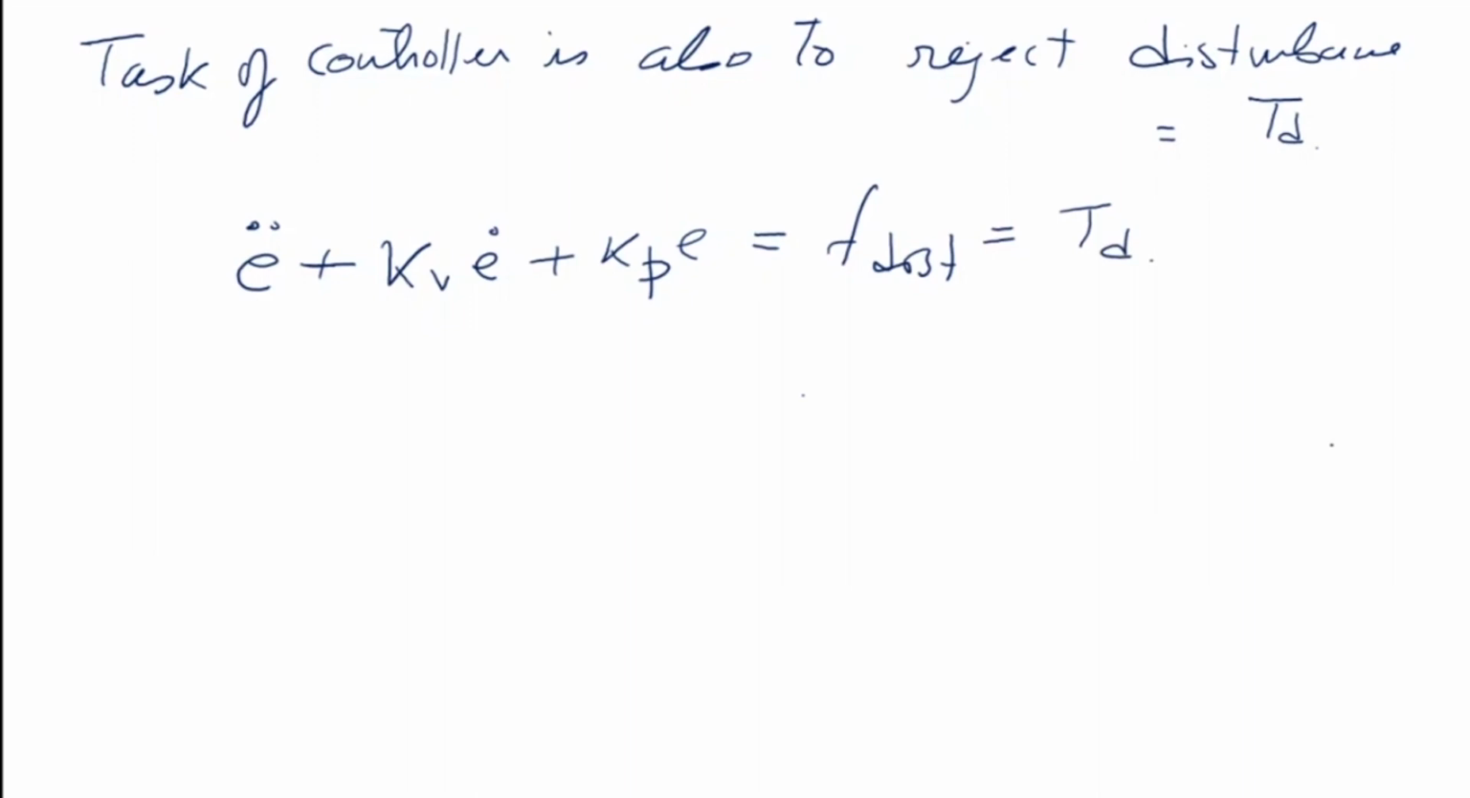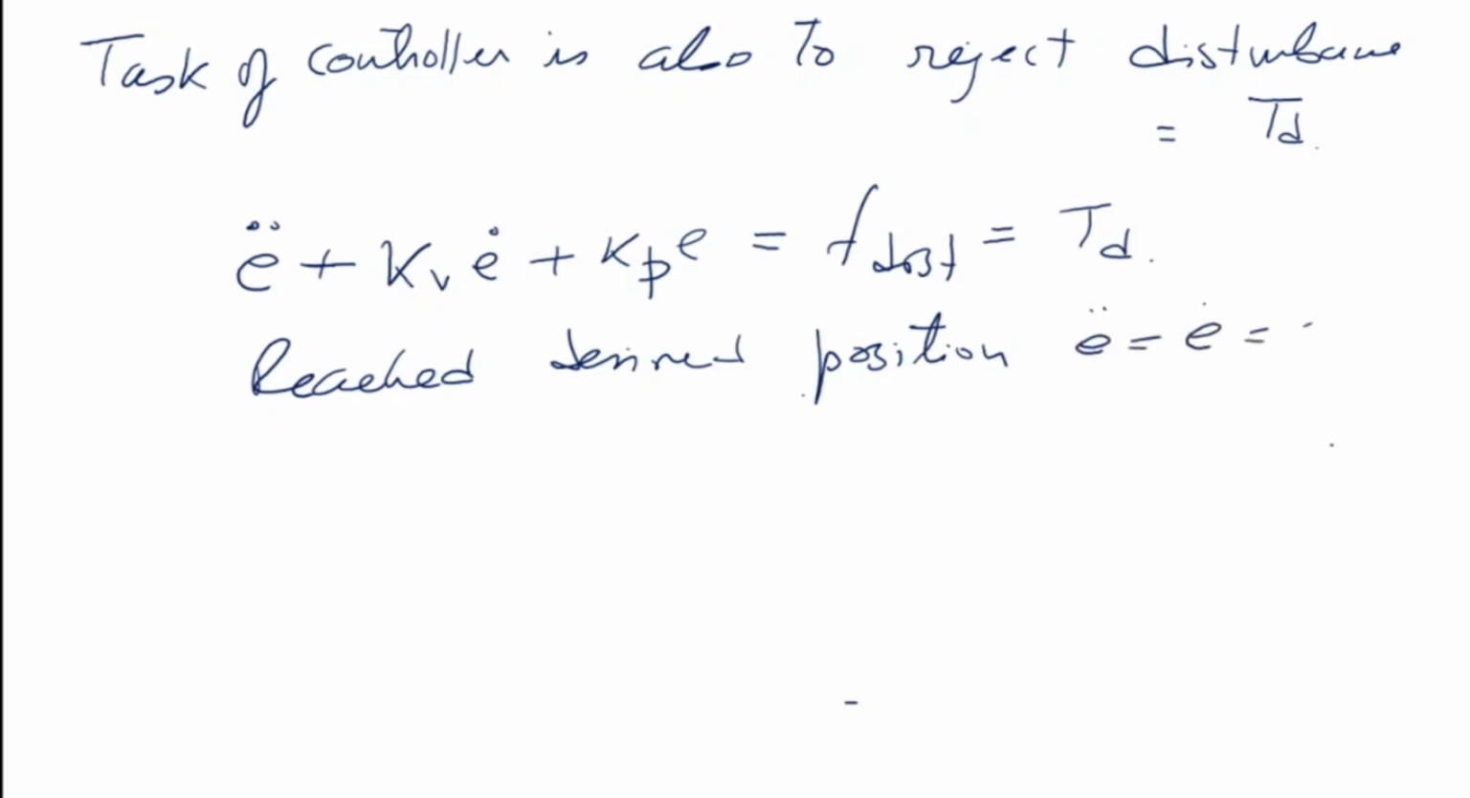So what the servo controller is doing is that it is taking the link from some position to the desired position, and what the dynamic torque is doing is trying to disturb the system. And the task of the controller is to try and reject this disturbance. Now the moment it has reached the desired position, your E double dot is equal to E dot is equal to 0.